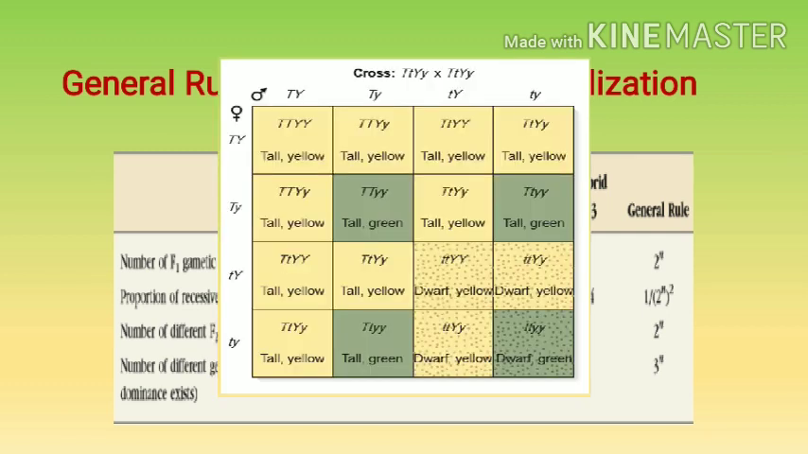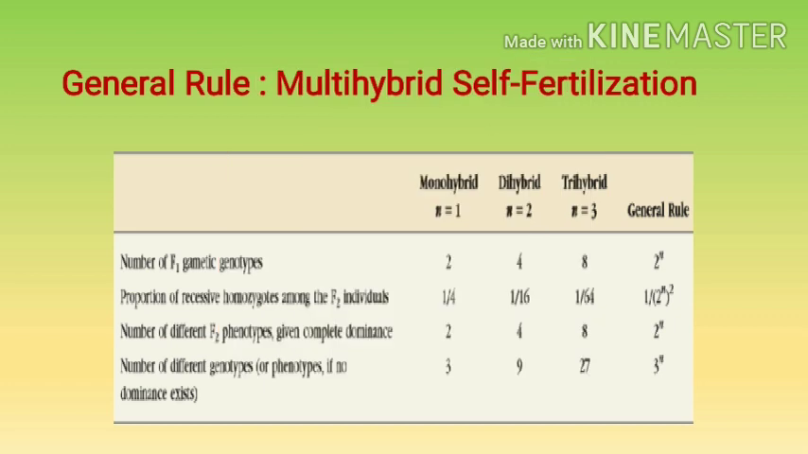Say if we say that tallness and yellow was mated with dwarf and green, then in that case you can have 4 types of gametes. These can be your tall and yellow, your tall and green, dwarf and yellow, and dwarf and green. So 4 kinds of gametes were formed in that case. Next is your trihybrid cross. In trihybrid cross there are 8 different types of gametes which are formed from the F1 generation.